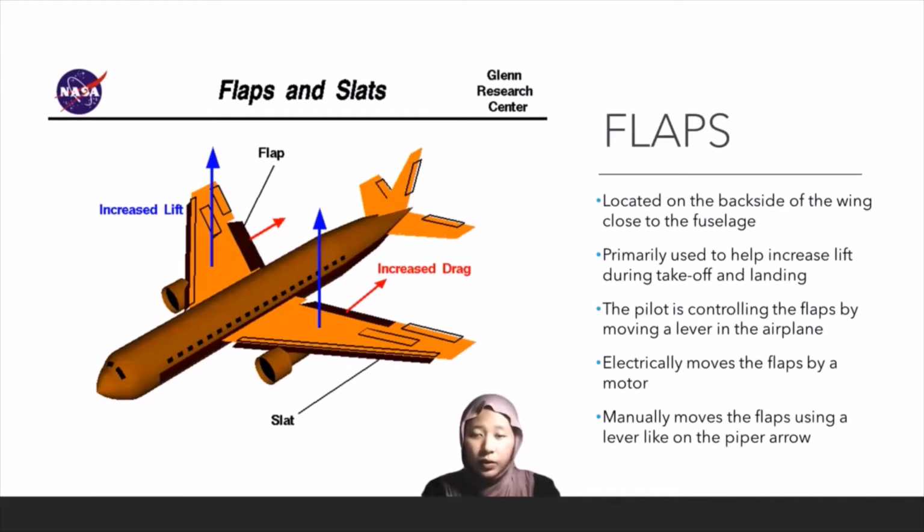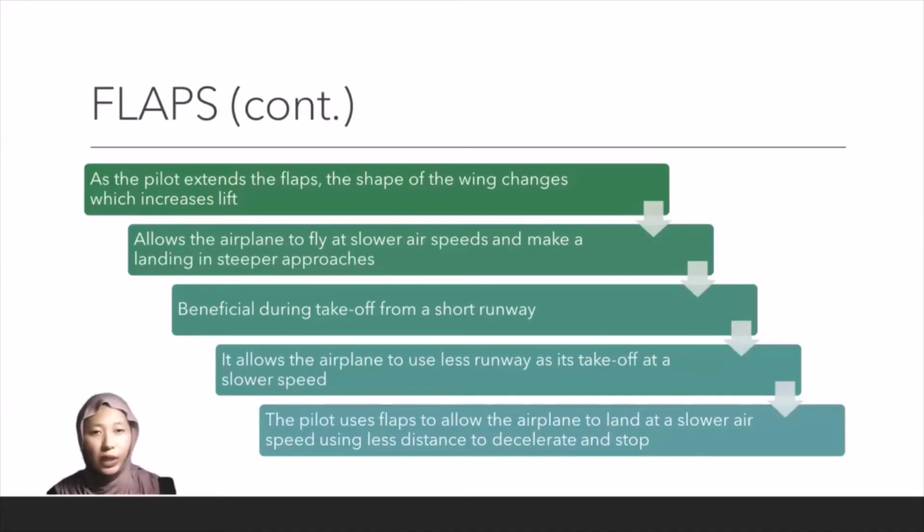Okay, so the pilot is controlling the flaps by moving a lever on the airplane, either electrically or manually. When electrically moved, the flaps are driven by a motor. When manually moved, the flap uses a lever, like on the Piper Arrow aircraft. Okay, so next we're going to show how the flaps work.